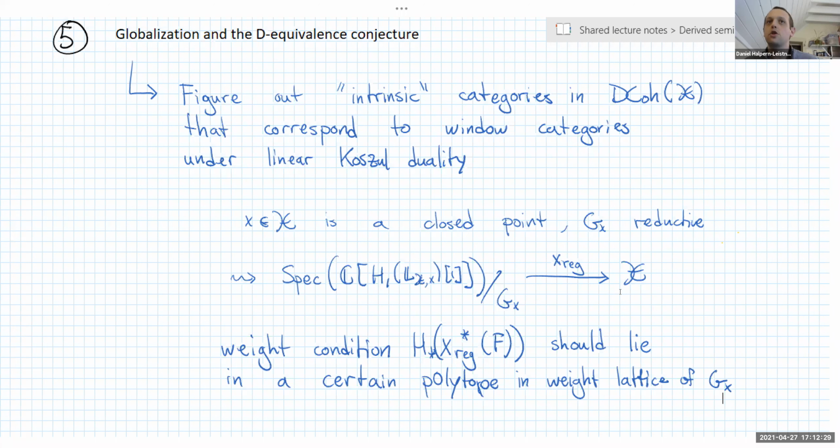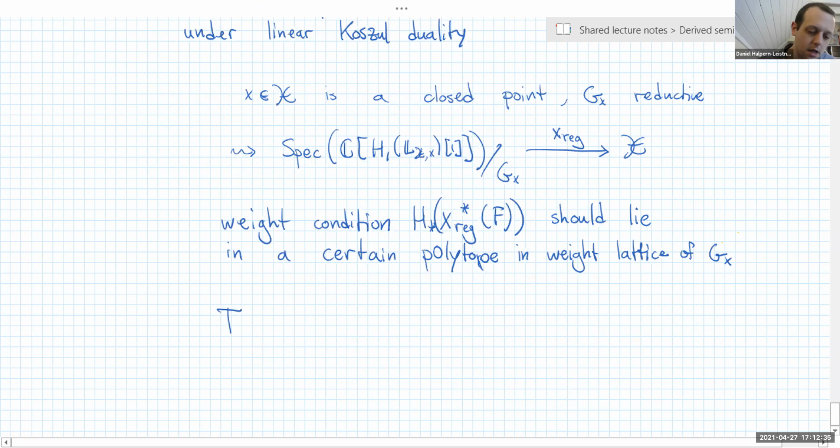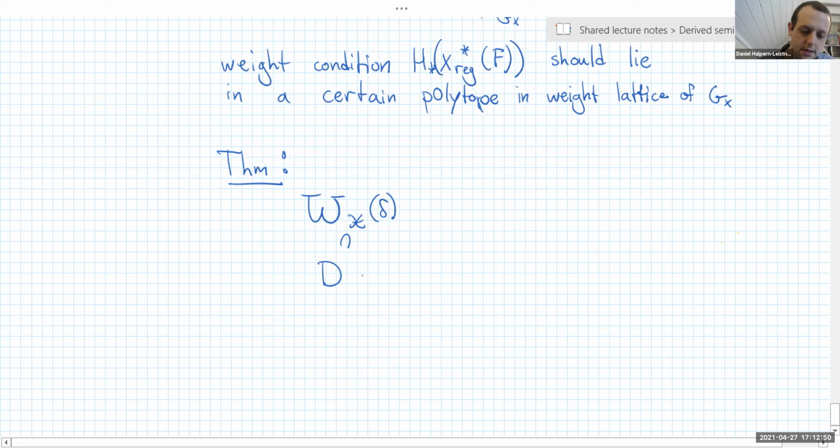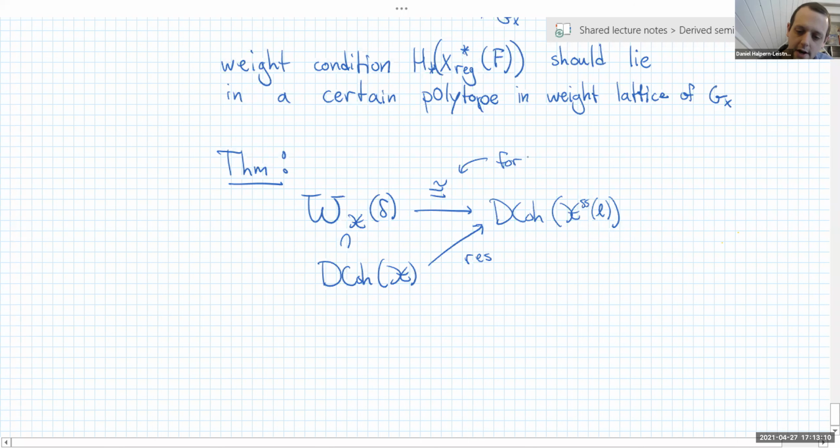And so you do have a restriction functor from D^b Coh of X, right? So I should say at the end of the day, the theorem is that there's a category W_X(δ) that sits inside D^b Coh of X, such that I have this restriction functor to D^b Coh of X semi-stable of L, and this is an equivalence for generic L and δ.